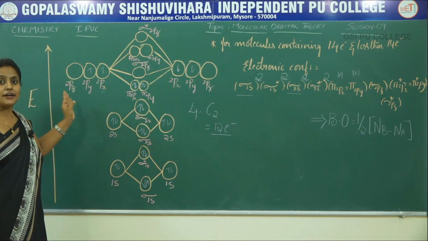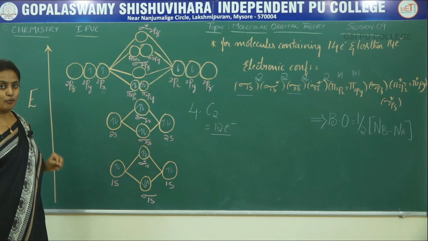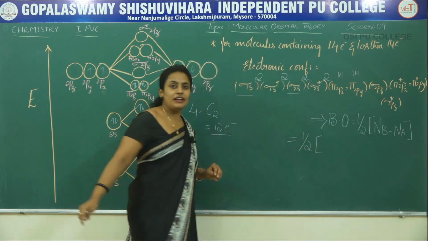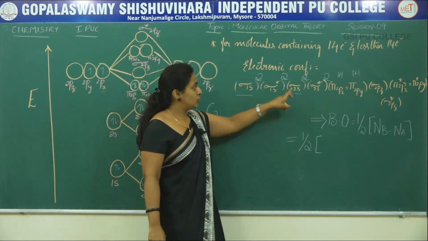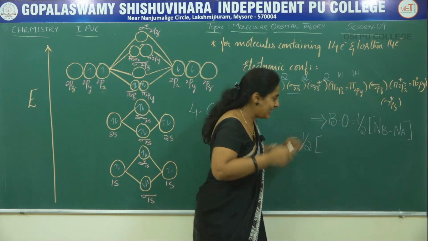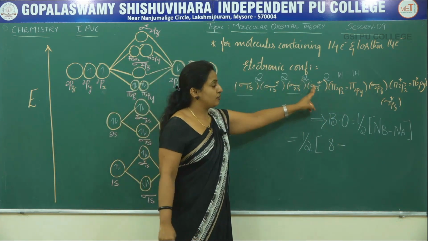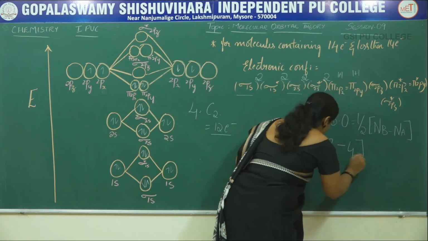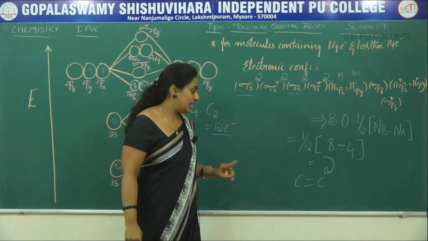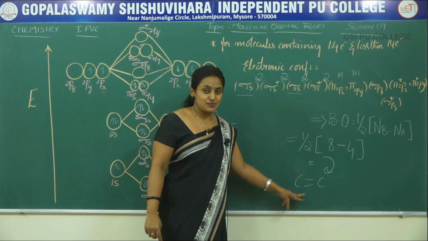This is the molecular orbital diagram for the carbon molecule. From this, we should calculate the bond order, which is equal to half into number of electrons in bonding, 1, 2, 3, 4, 4 bonding molecular orbitals, that means 8 electrons, minus number of electrons in antibonding 2, which would be equal to 2. That means in between two carbon atoms, the 2 bonds have existed.